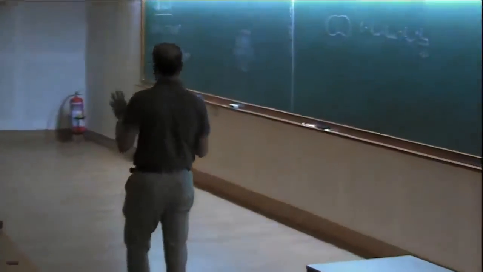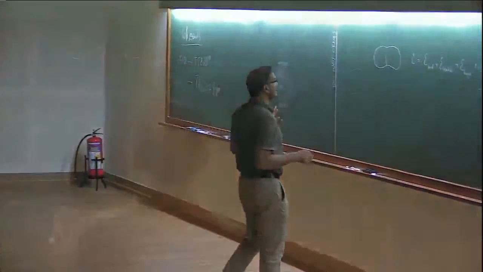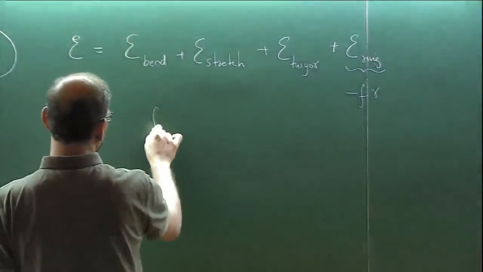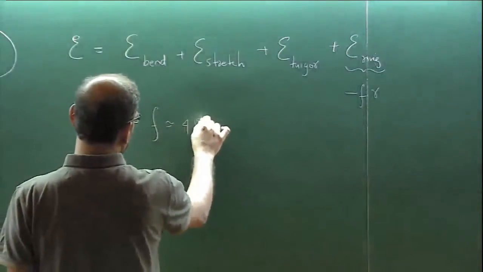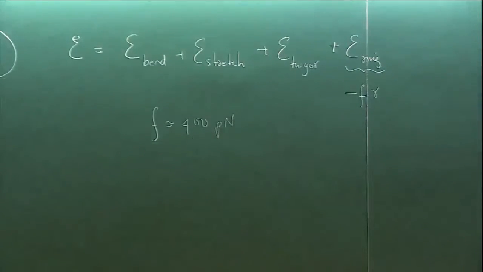And the bare estimate that they arrive at is actually quite high. They first argue that for the kind of deformations to be produced, F has to be of the order of 400 piconewton, which is certainly quite large for any reasonable cellular machinery to generate.